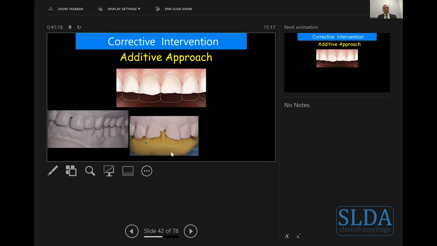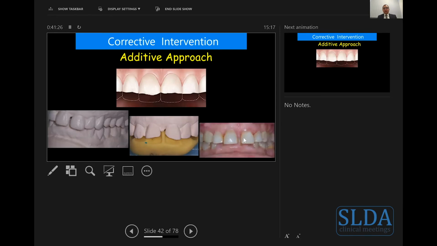And from that diagnostic wax-up, a stent or a template can be constructed, which can be used to build up the tooth and restore the shape and form of the tooth, including the occlusion appropriately.